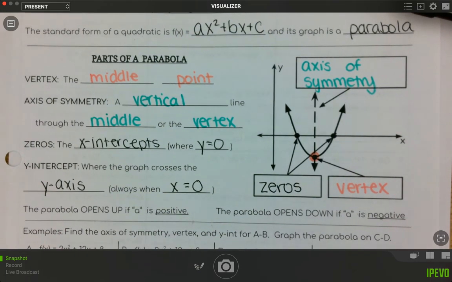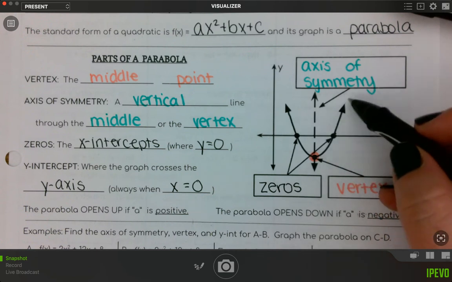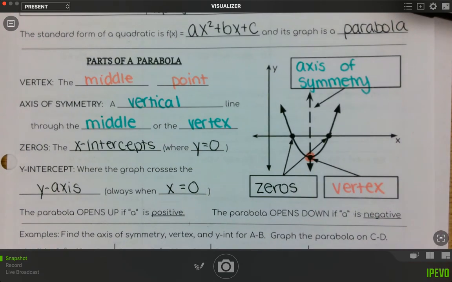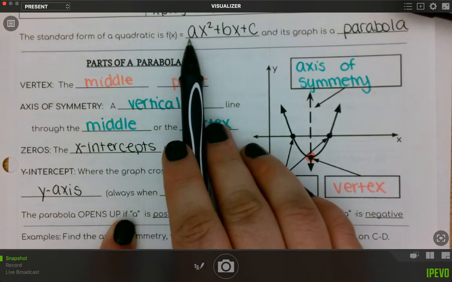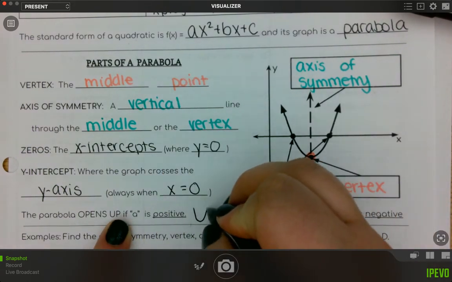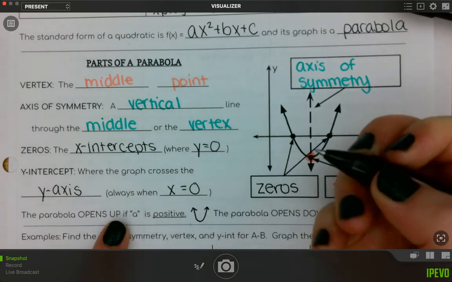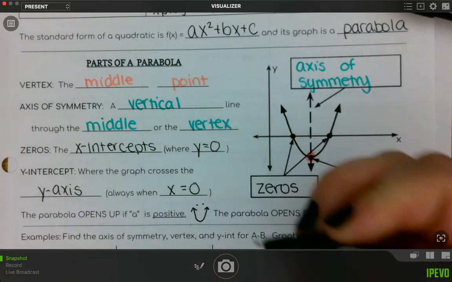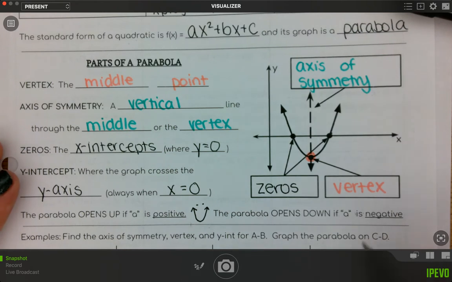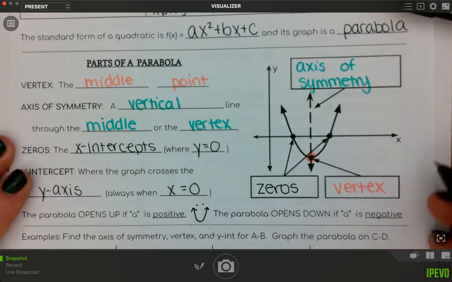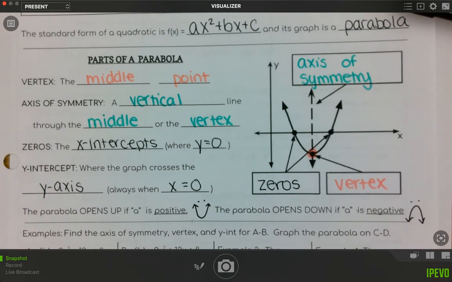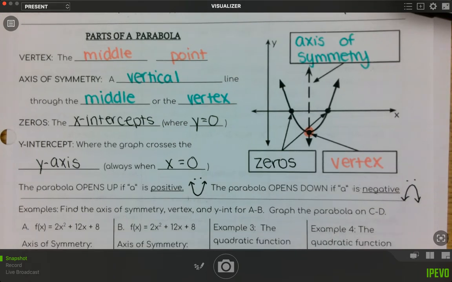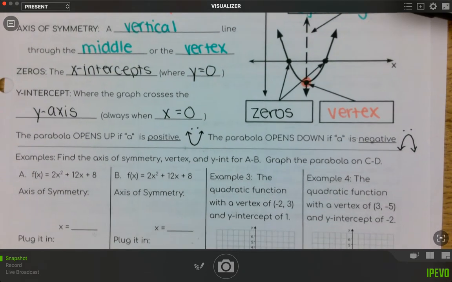Now, some parabolas will go up like this, and some of them will go down. Here's how you tell. If the value of a, which is the number in front, is positive, then it goes up like this. Here's how I remember that. It makes like a smiley face. If the parabola opens down, it's negative. So that is like a frowny face. Okay? So there's 2 different directions it can go.